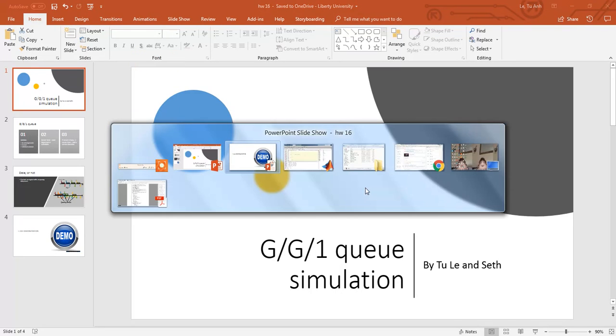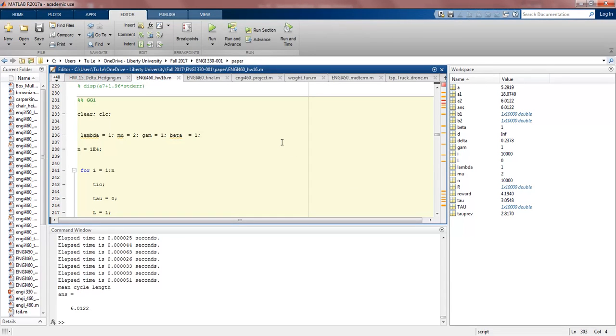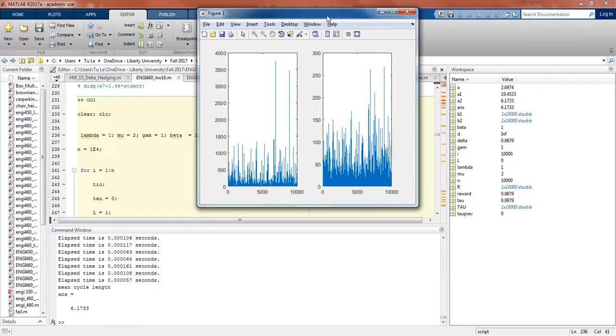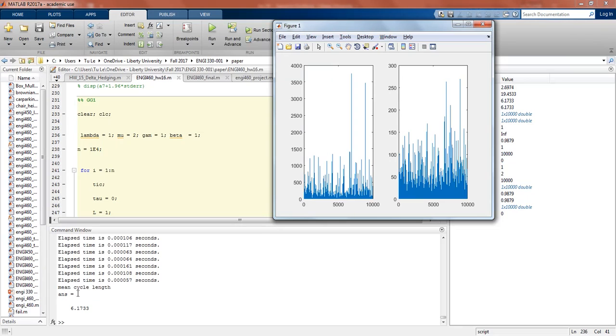So now I'm going to show how we simulate GG1 by using MATLAB. When I run this, you can see that we have the mean cycle length equal to 6, with lambda is 1, mu is 2, gamma is 1, and beta is 1. As you can see, the feature here is obvious: the majority of customers have to wait and take so long over time, and we run this 10,000 times, and we will see this.